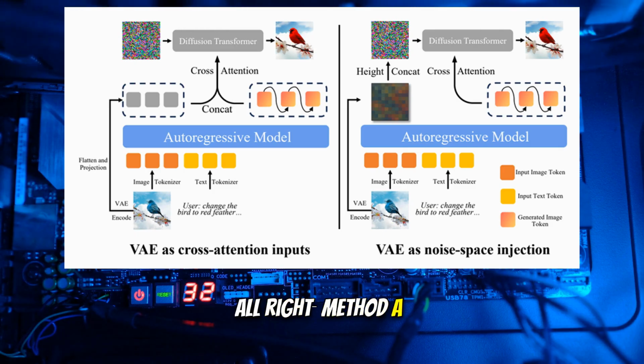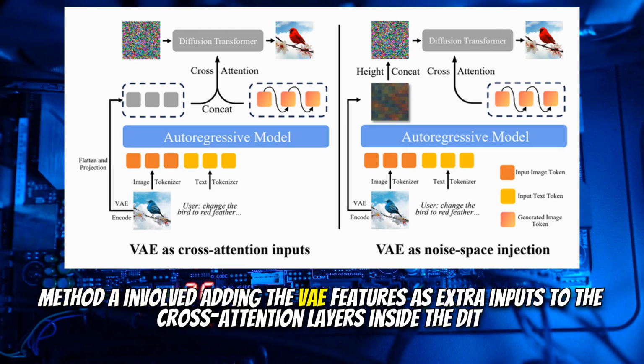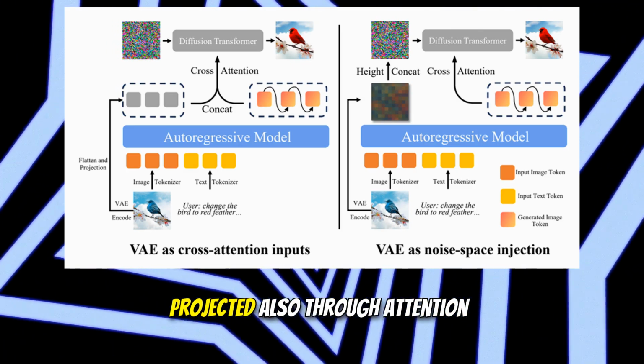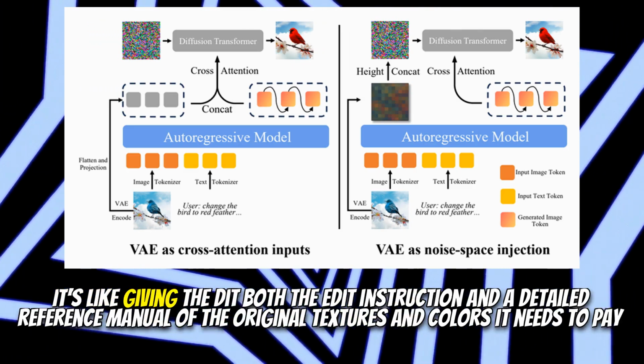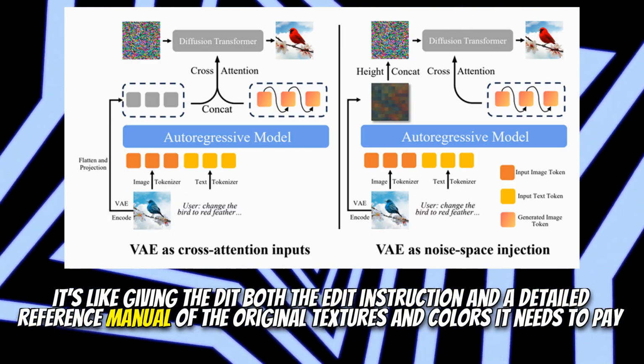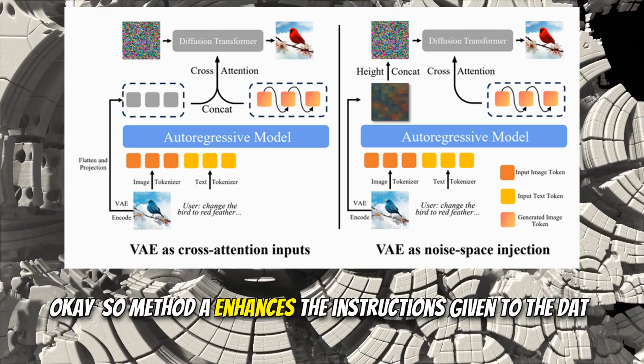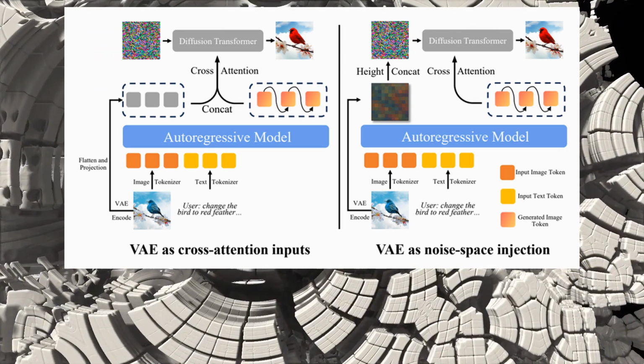All right, Method A. Method A involved adding the VAE features as extra inputs to the cross-attention layers inside the DIT. So the DIT gets the semantic instructions from the AR model via attention, and it also gets these VAE features, sort of flattened and projected, also through attention. It's like giving the DIT both the edit instruction and a detailed reference manual of the original textures and colors it needs to pay attention to. Okay, so Method A enhances the instructions given to the DIT. What about Method B?